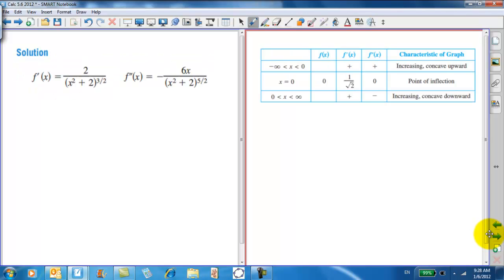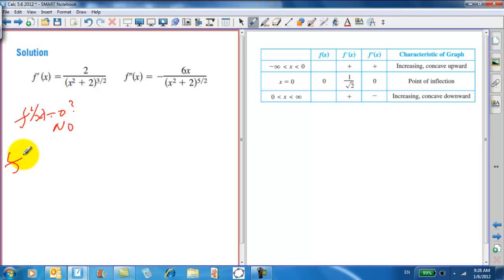And then, what are going to be our critical numbers here? Well, can f prime of x equal 0? No. Can it be undefined? Can (x squared plus 2) to the 3 halves equal 0? No, because any x squared plus 2 is always going to be positive. This is raised to a power of 3 halves. It can't be 0. So no.